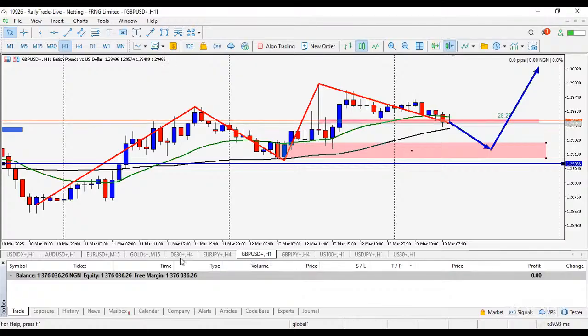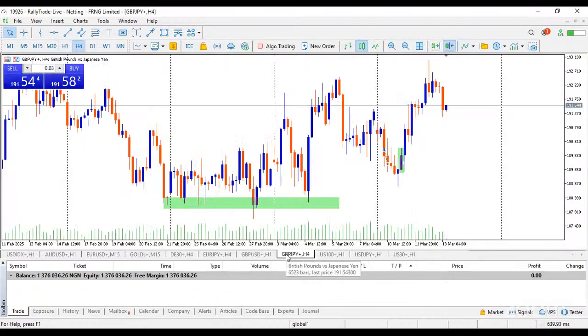So let's look at which other instrument. If you have another instrument you have in mind, you can just drop it. Otherwise, I will go straight to gold, right? Okay, but let's do GBP JPY, okay?